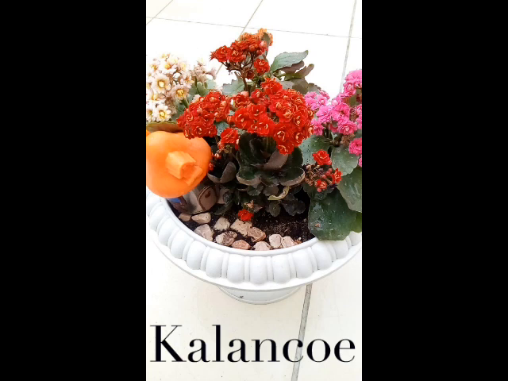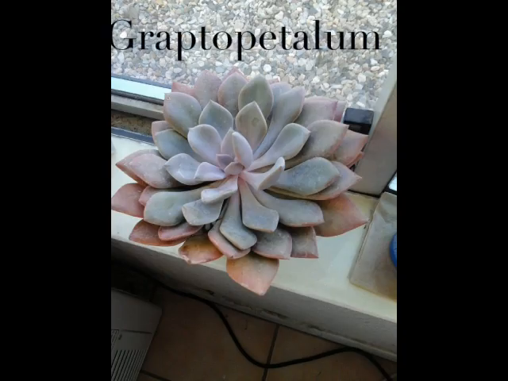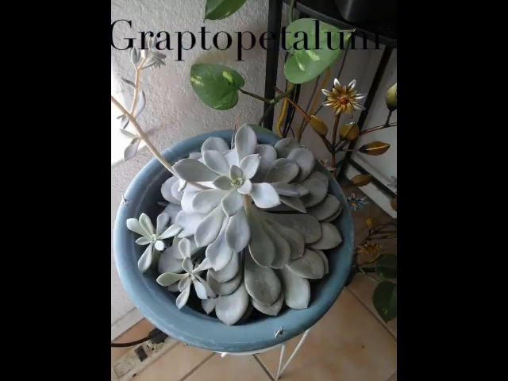Kalanchoe. These plants are thick-leaved succulents. They have clusters of tiny flowers on the foliage. Graptopetalum. They are quite similar to Echeveria, but with bubbly, chubby, or thick leaves with pointed edges.